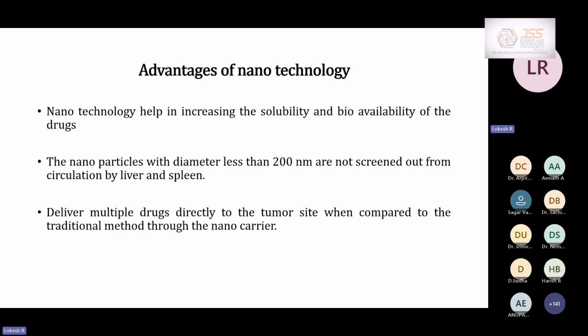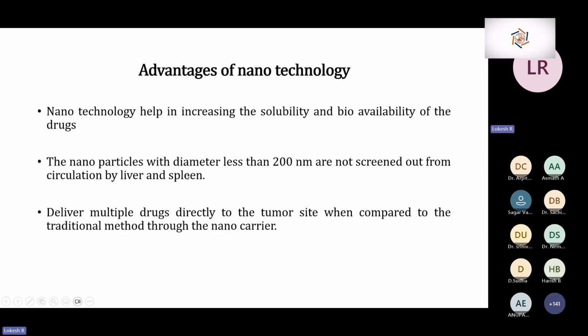An advantage of nanotechnology is that it helps increase solubility, and nanoparticles are biocompatible. It increases the solubility because of its size. For example, if we want to dissolve a tablet in water, it takes some time. If the tablet is crushed and then dissolved, it will be easily soluble. Like that, because of its size, the solubility also increases.